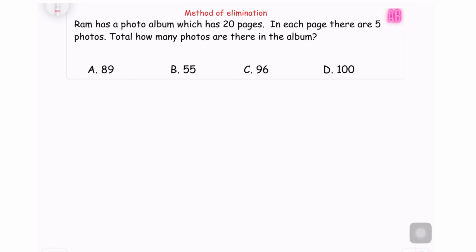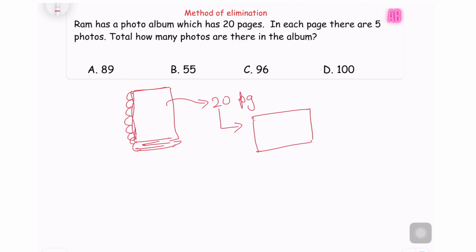This is the next question on your screen, and Ram has a photo album which has 20 pages. Okay, in each page there are 5 photos. How many photos are there in each album? Okay, so let's imagine that this is the photo album, and it has 20 pages, and each page has 5 photos.